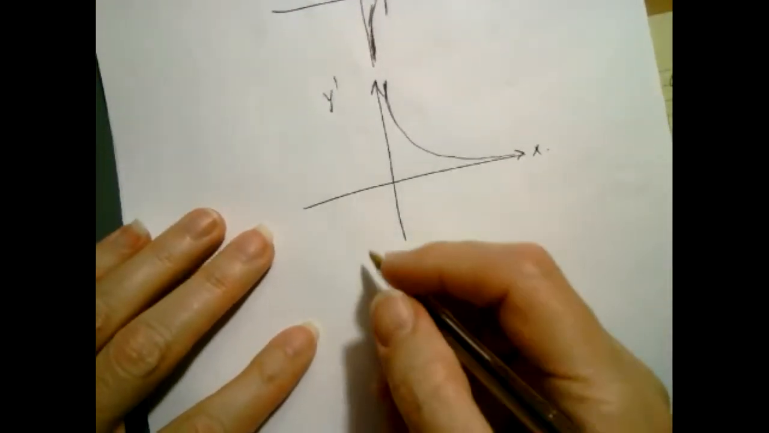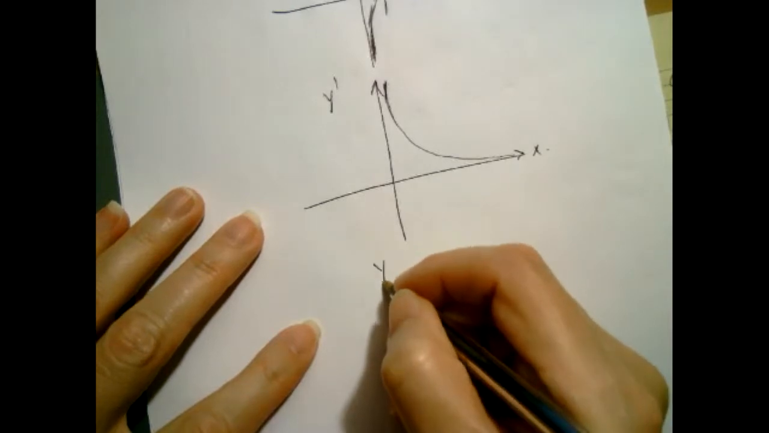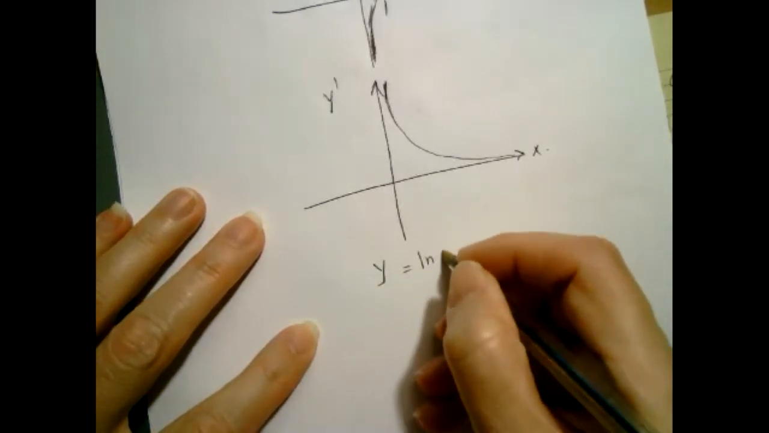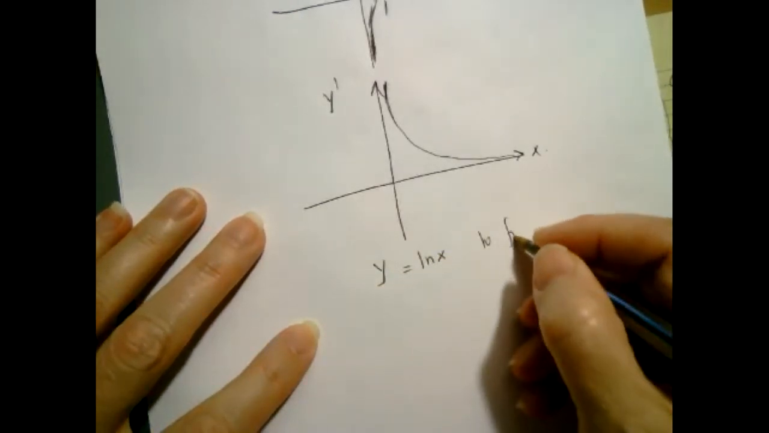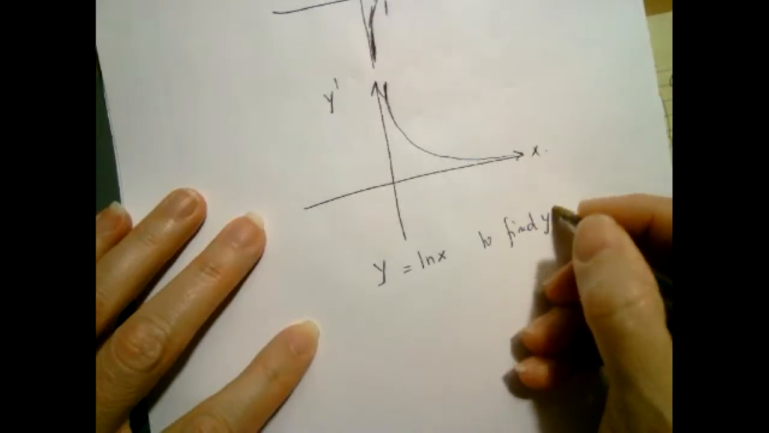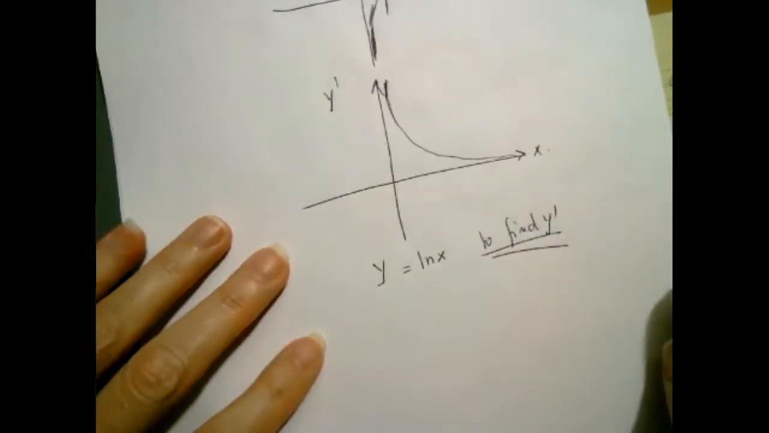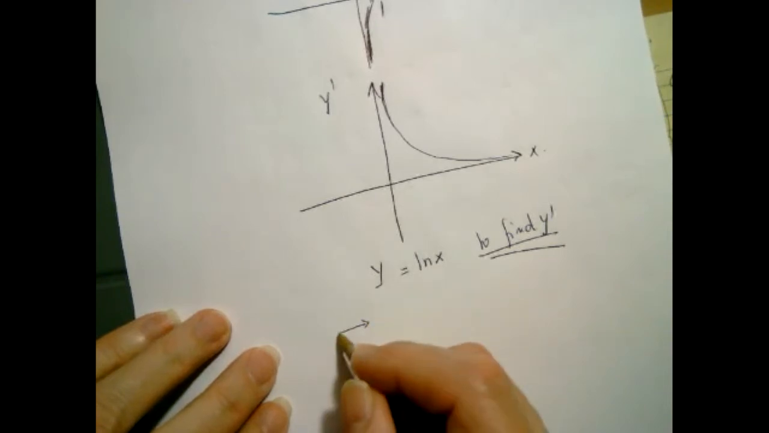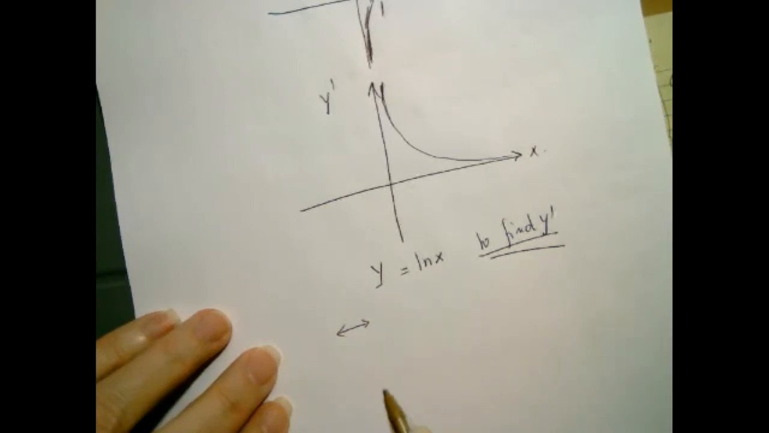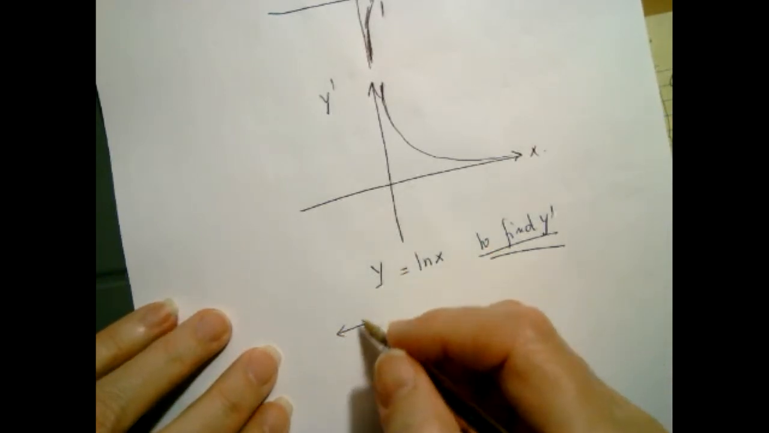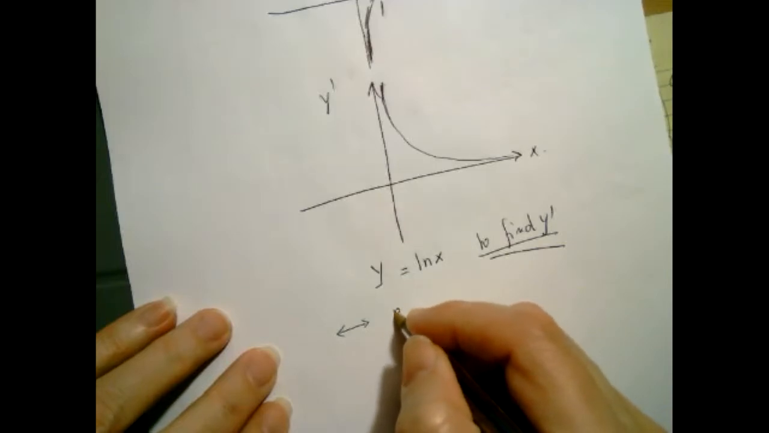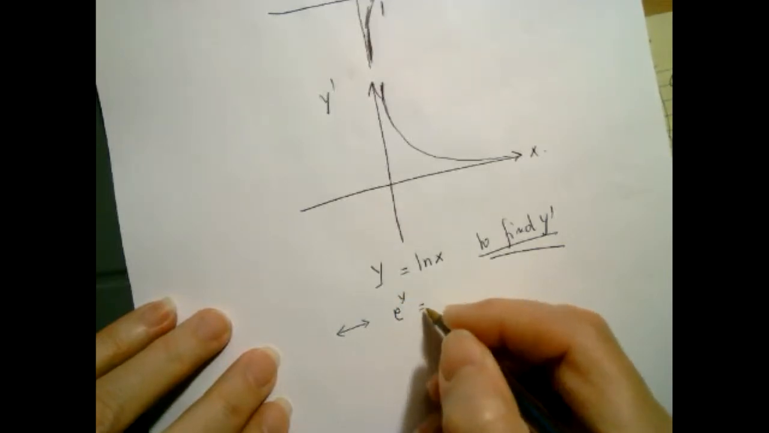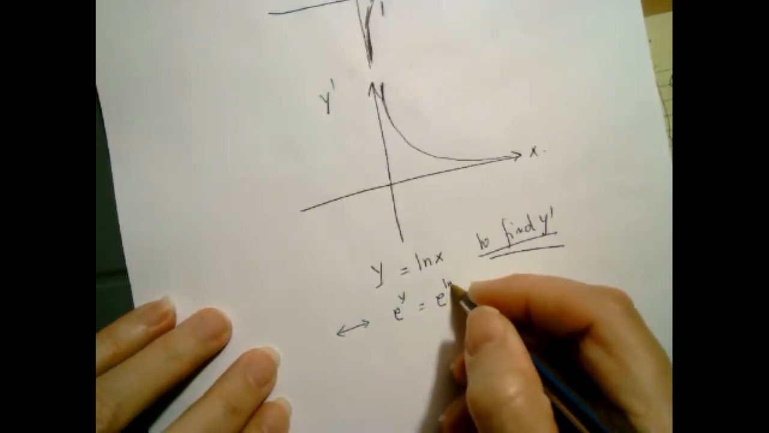Okay, finding it is a bit tricky, so we're going to proceed. We have y equal ln of x. We need to find y prime. Now, if y is equal to ln of x, so now I'm in the process of showing you how to find this derivative. It means e to the y is e to the ln of x.